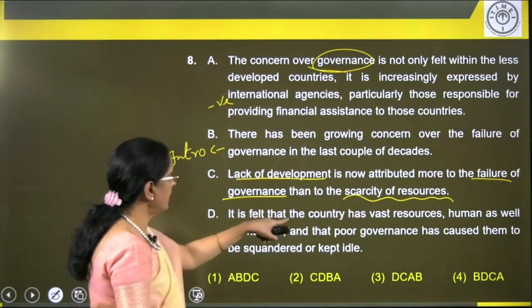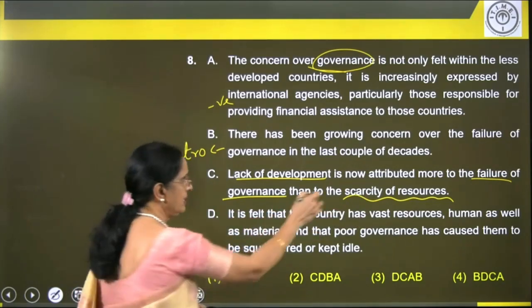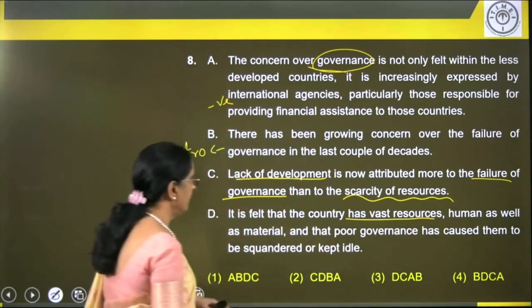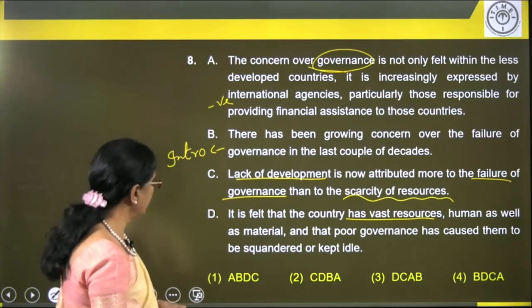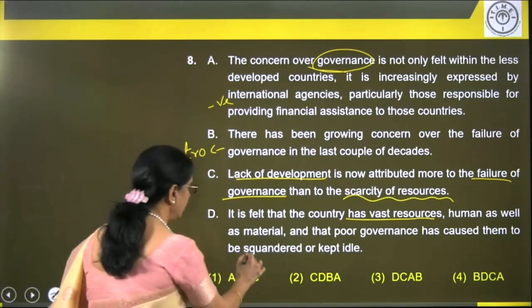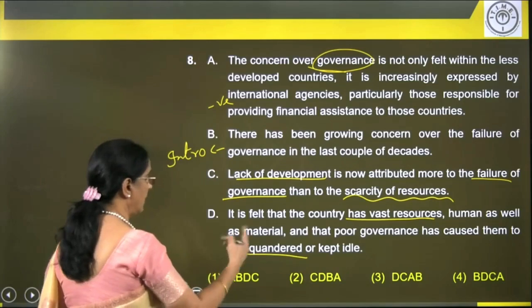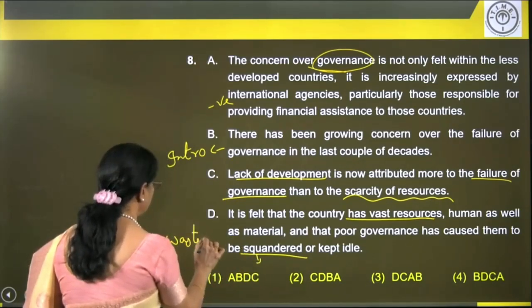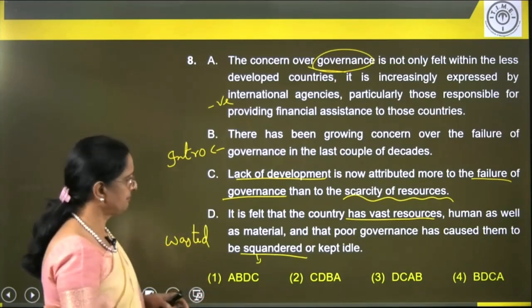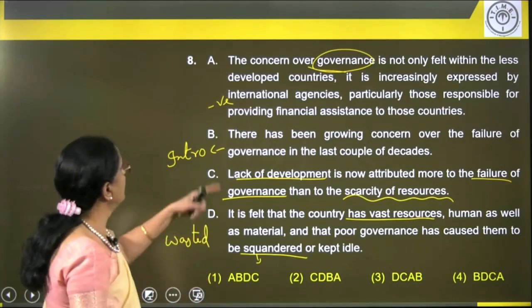It is felt that the country has vast resources. See? Connection. Vast resources. Human as well as material, and that poor governance has caused them to be squandered. Squandered, wasted, made useless, or kept idle. Squandered is wasted. Do you follow? Alright. Okay.